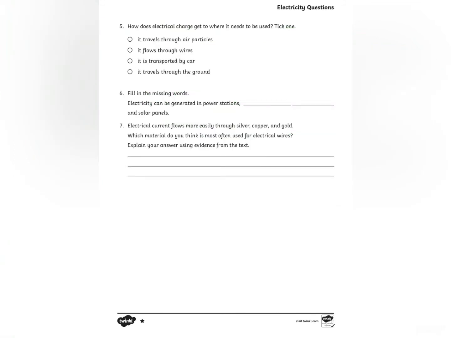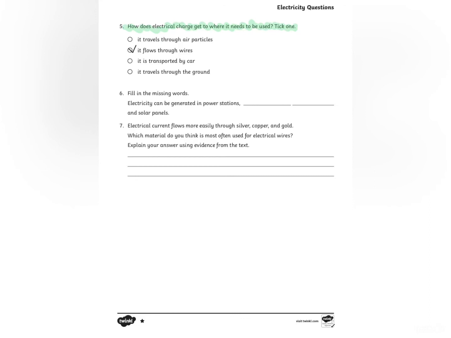Question 5. How does electrical charge get to where it needs to be used? Tick one box only. We have it travels through air particles, it flows through wires, it is transported by cars, or it travels through the ground. I have ticked that electrical charge flows through wires.